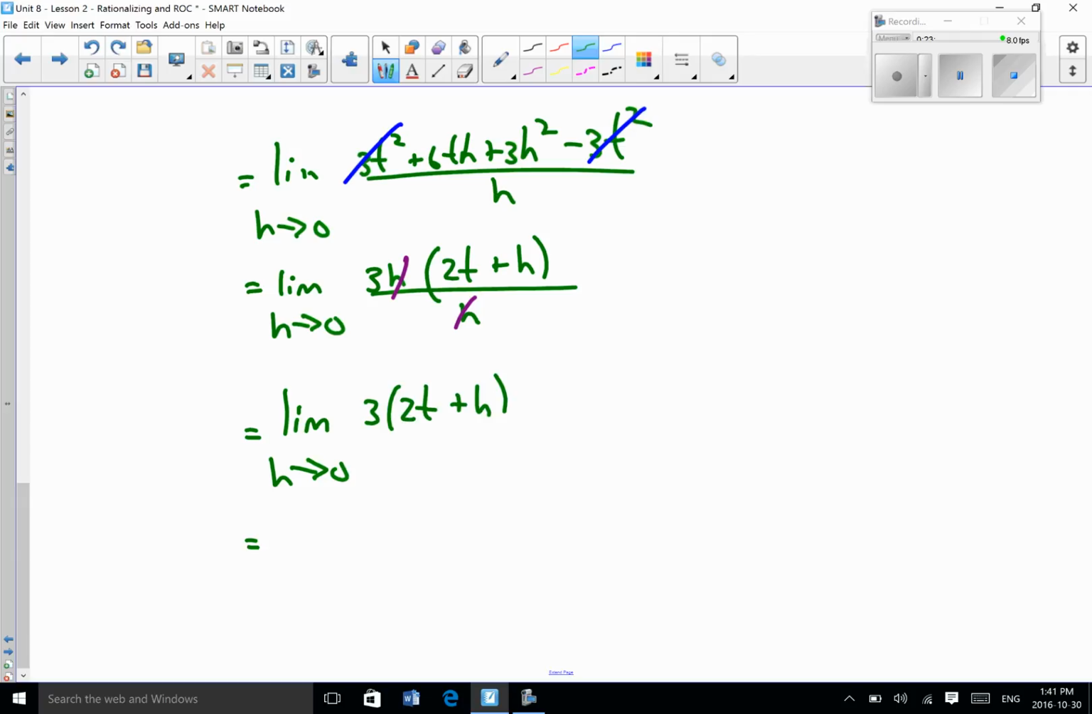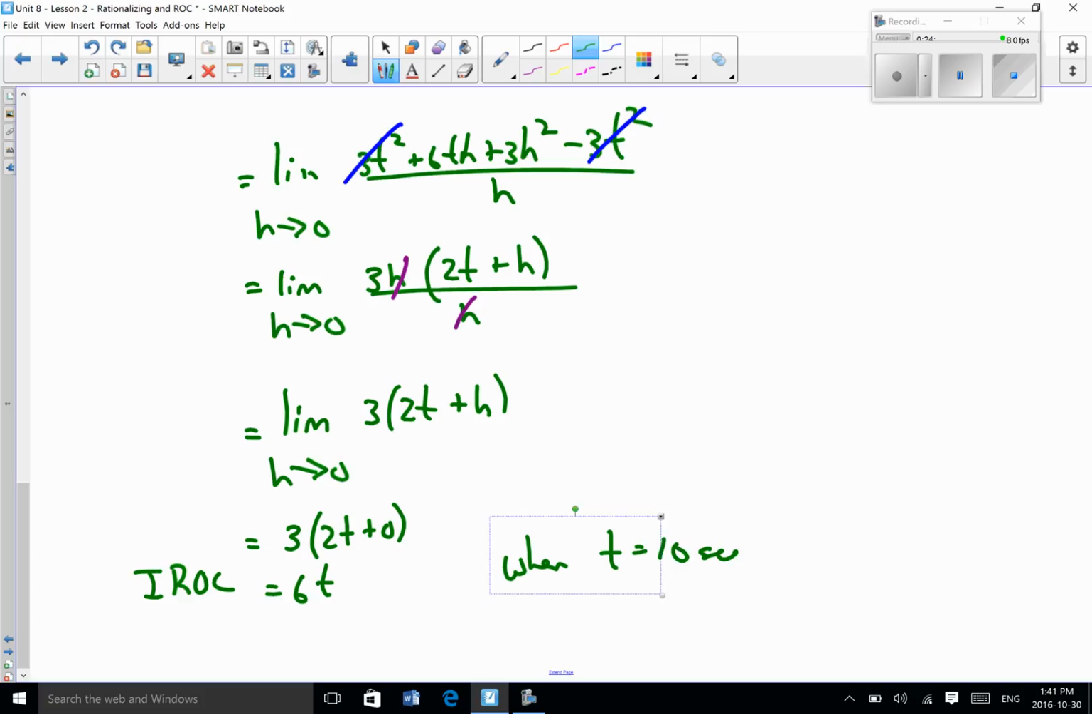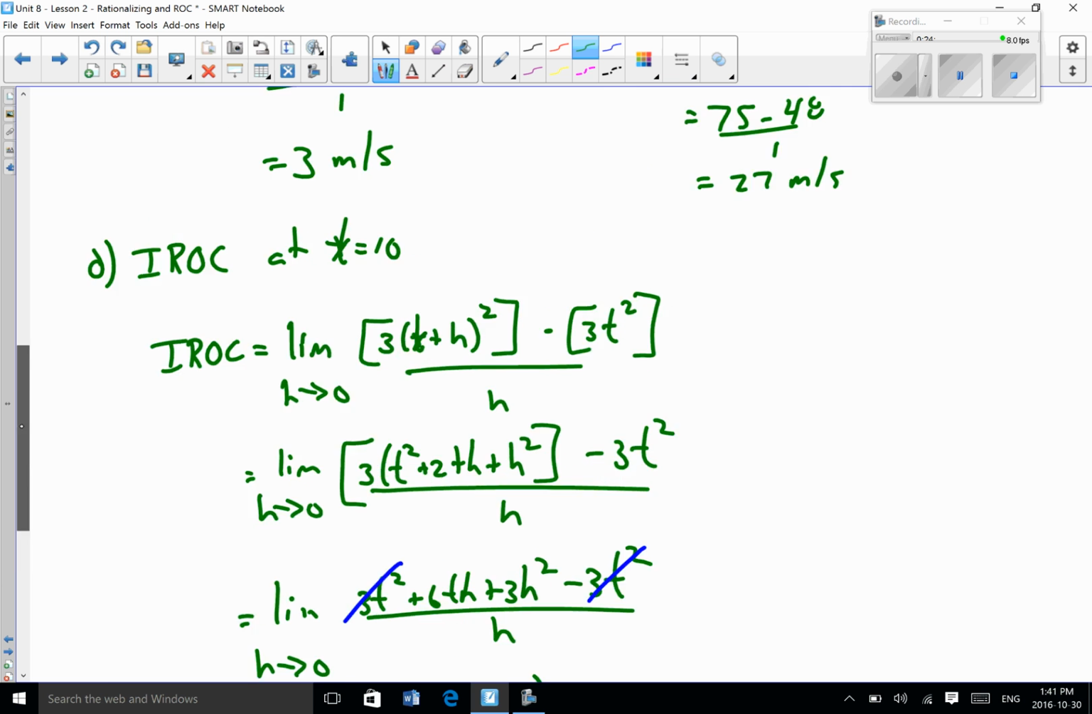What happens when h approaches 0? We get 3 times 2t plus 0, in other words, just 3 times 2t, or 6t. Here's our IROC for any point in that graph. I want the IROC at time equals 10. So our speed, our velocity at 10 will be 6 times 10, or in other words, 60 meters per second. It's moving pretty quick at that point. Okay, that's how we do part D.